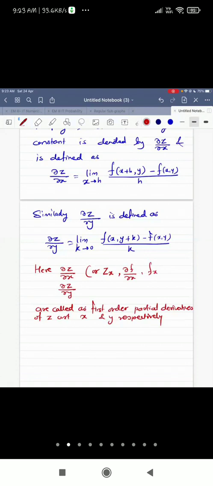Okay, so how have we defined dabba z by dabba x? See, Vaibhav, I'm repeating. It is the limit as h tends to 0 of f of x plus h comma y minus f of x, y. Means give the increment to the x coordinate, keep the y coordinate constant, right? Take the difference between those two values and divide it by the difference in x value. That is called dabba z by dabba x. Okay. Similarly, we can define dabba z by dabba y.